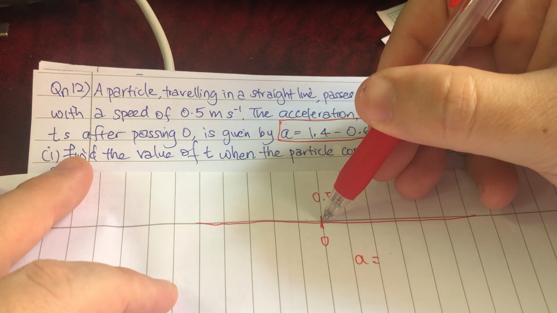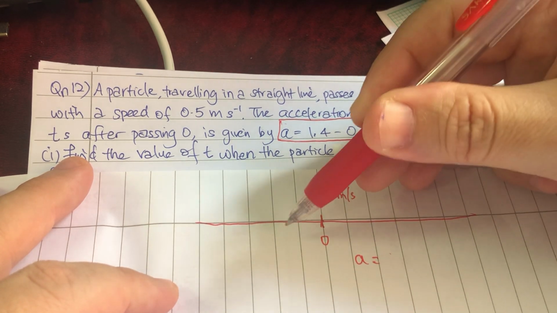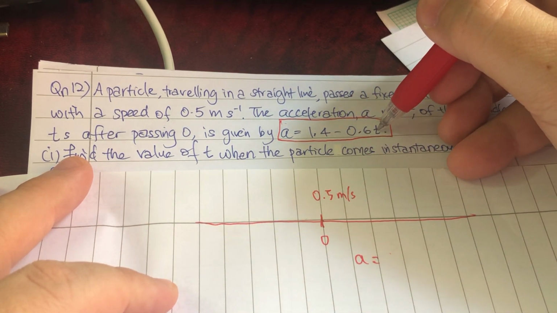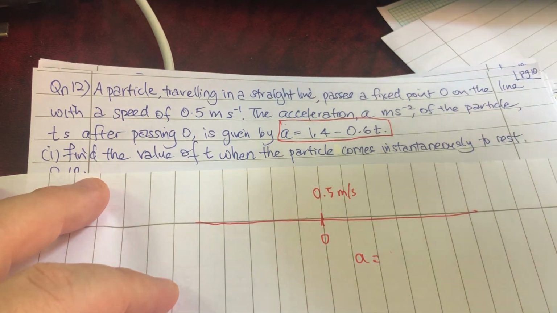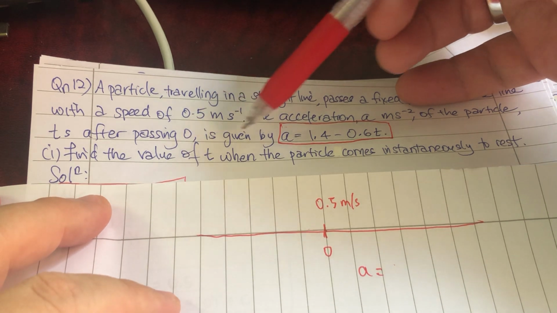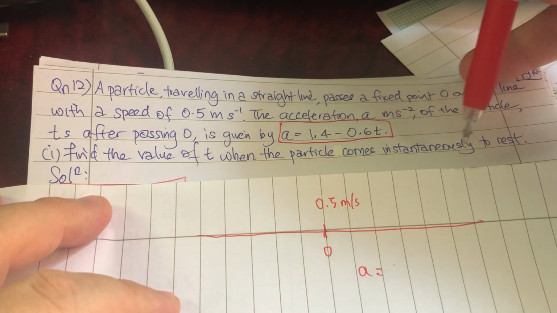And the equation of the acceleration is given by this at any point in time. Not just here at this point O, but any point in time. Let's say t equals 5 seconds, you sub in, you will be able to tell the acceleration of the particle. So that's what they mean. Now find the value of t when the particle comes instantaneously to rest.